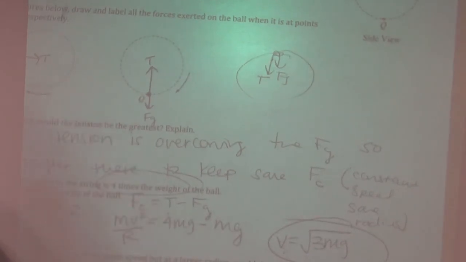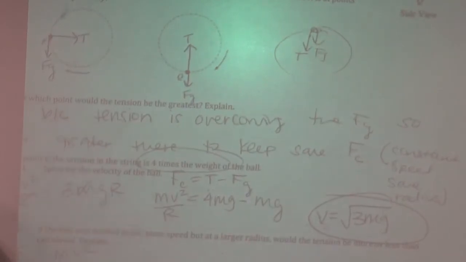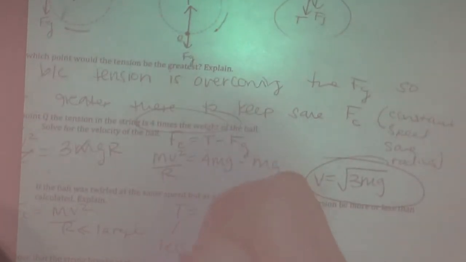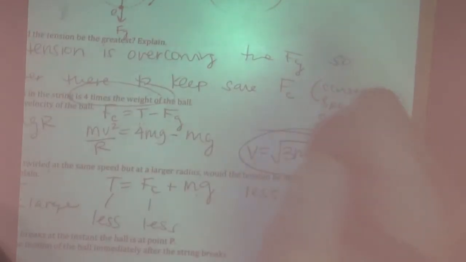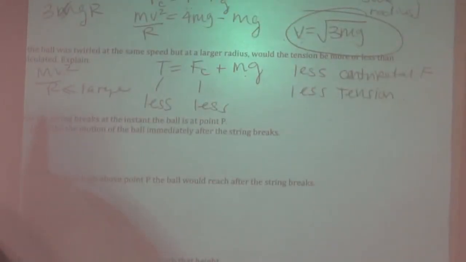So if you keep the same speed, FC = mv squared over r, if I keep the same speed but this is larger, then that means that this is less. And then your tension, we had just said, was FC plus mg. Well, if this is less and the weight hasn't changed, then this would have to be less. So here, because we have a less centripetal force, then we would have less tension in the string. And the reason we have less centripetal force is because we have the same speed but at a greater radius.